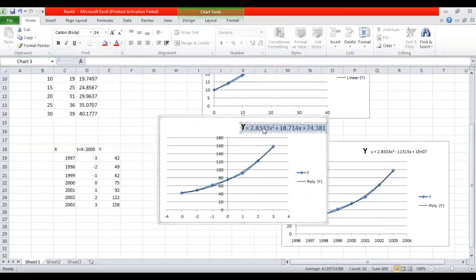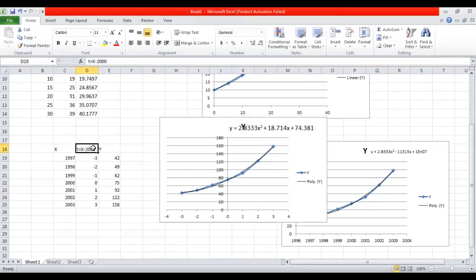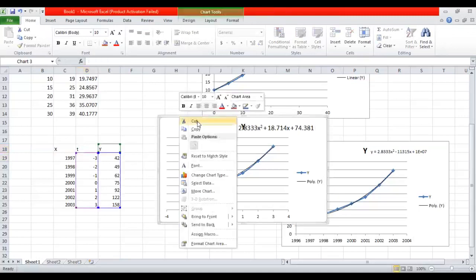So here we got a trend line equation in terms of t. I'm observing this, we get... Here it is displayed as x, but actually it is t, because here I have written x equals t equals x minus. If I write only t, I'll get it in terms of t. So once again, I'll show it.